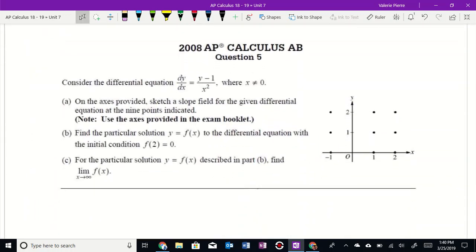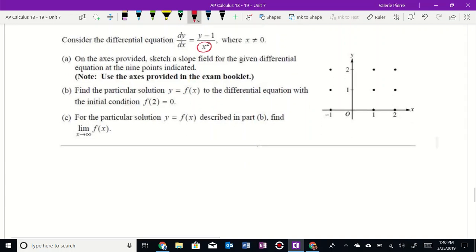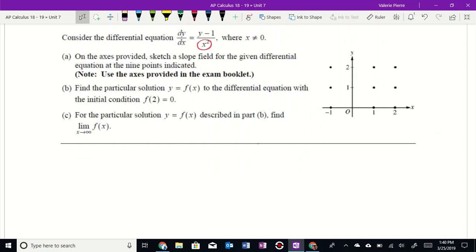So now for 2008, another slope fields problem. We have the differential equation dy dx equals y minus 1 over x squared, where x cannot equal 0, so we will not have any zeros in the denominator. We want to sketch the slope fields for the differential equation. I actually want you to practice that on your own. So for A, make note of all the things you need to know, and then do part A on your own. Sketch that slope field.